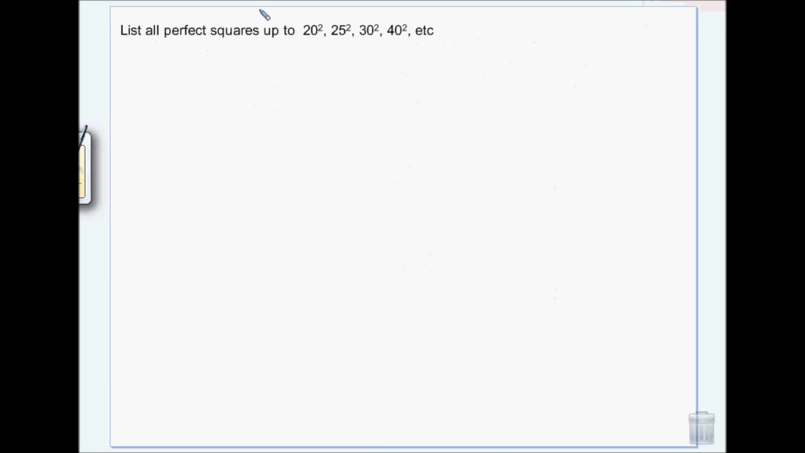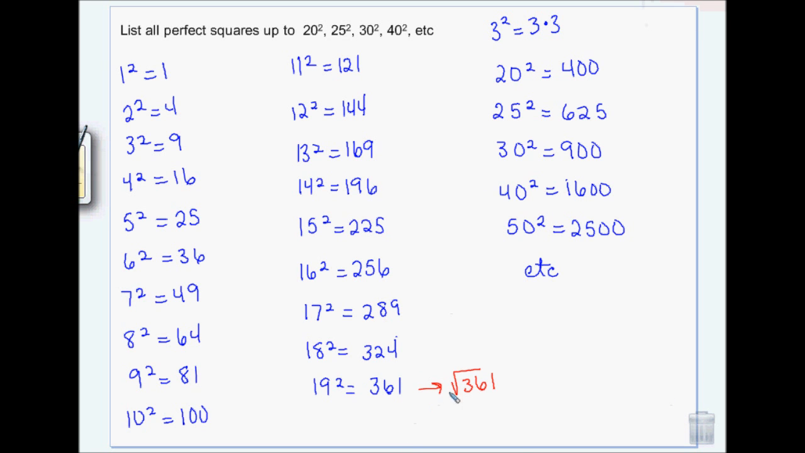We're going to do all of the perfect squares up to 20, etc. Remembering that if I square something, so for example 3 squared is not 3 times 2, it's 3 times 3. Okay, squares. Right. So that tells me the square root of 361 is 19. So they go backwards.